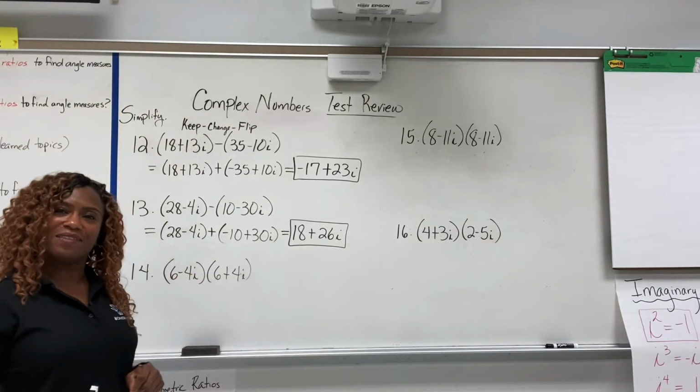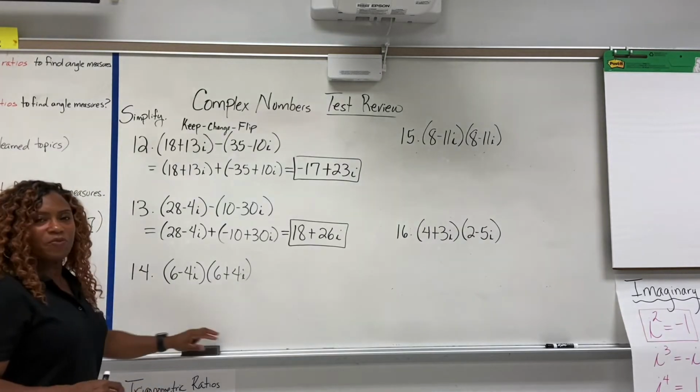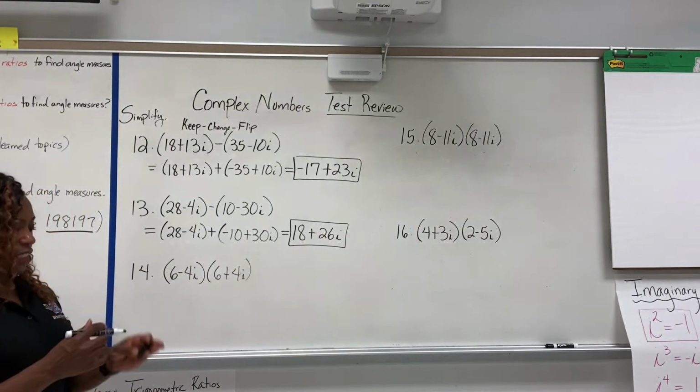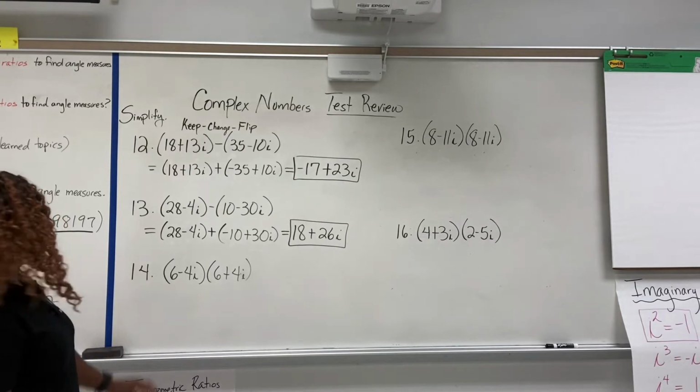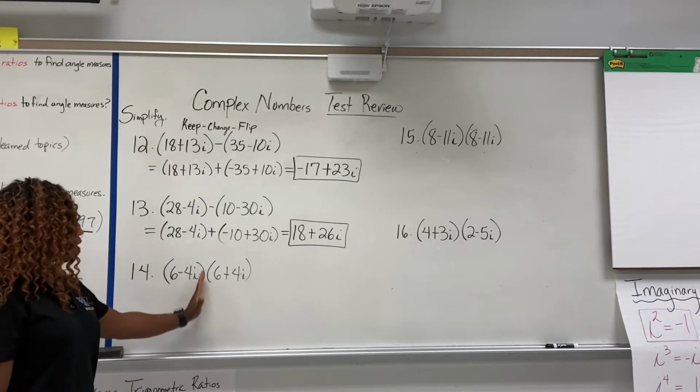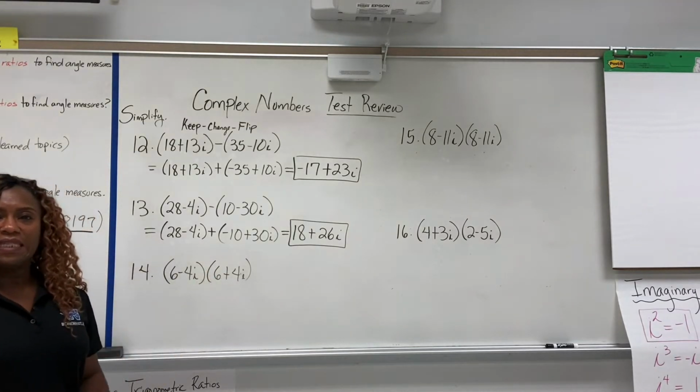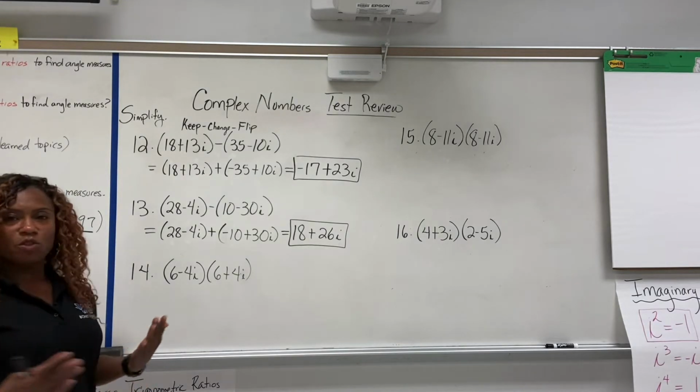I'm sure you did. Now, let's look at number 14, because now we're starting with the multiplication. How do I know this is multiplication? I see two complex numbers, but there's not an operation in between. So if you don't see something in between, it means you're multiplying.